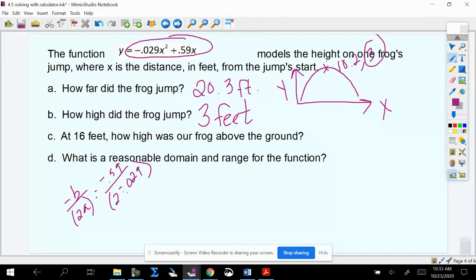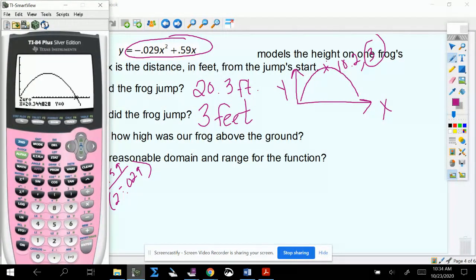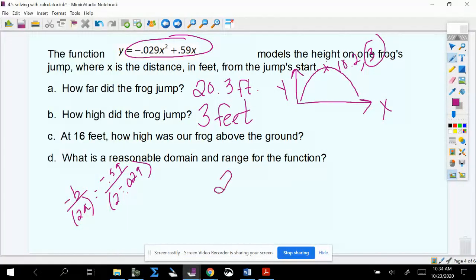I can also answer the next question. The next question wants to know at 16 feet across, how high was the frog? The way I'm going to get that is I'm going to use the value button. So I'm going to go to second and trace, and I'm going to hit enter on value. And I want to know how high the frog is after it's gone 16 feet. And you can see the little cursor kind of flashing there. It kind of blends in with the graph a little bit. At 16 feet, the frog is only just over 2 feet above the ground, so 2.016 feet above the ground.